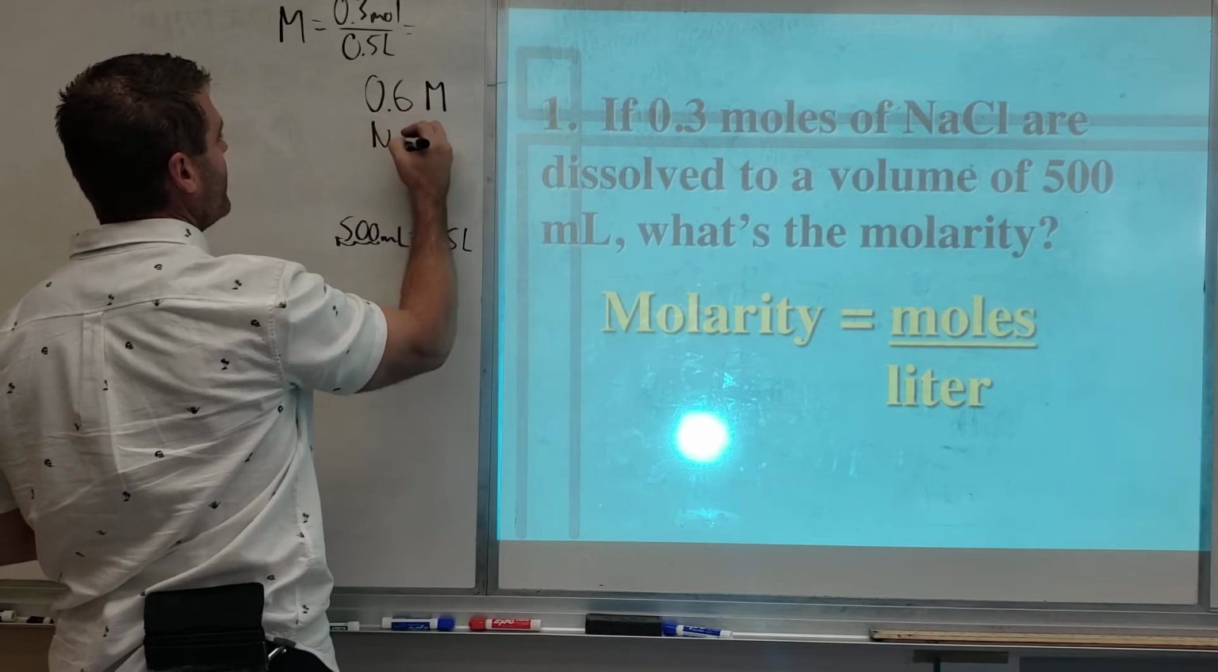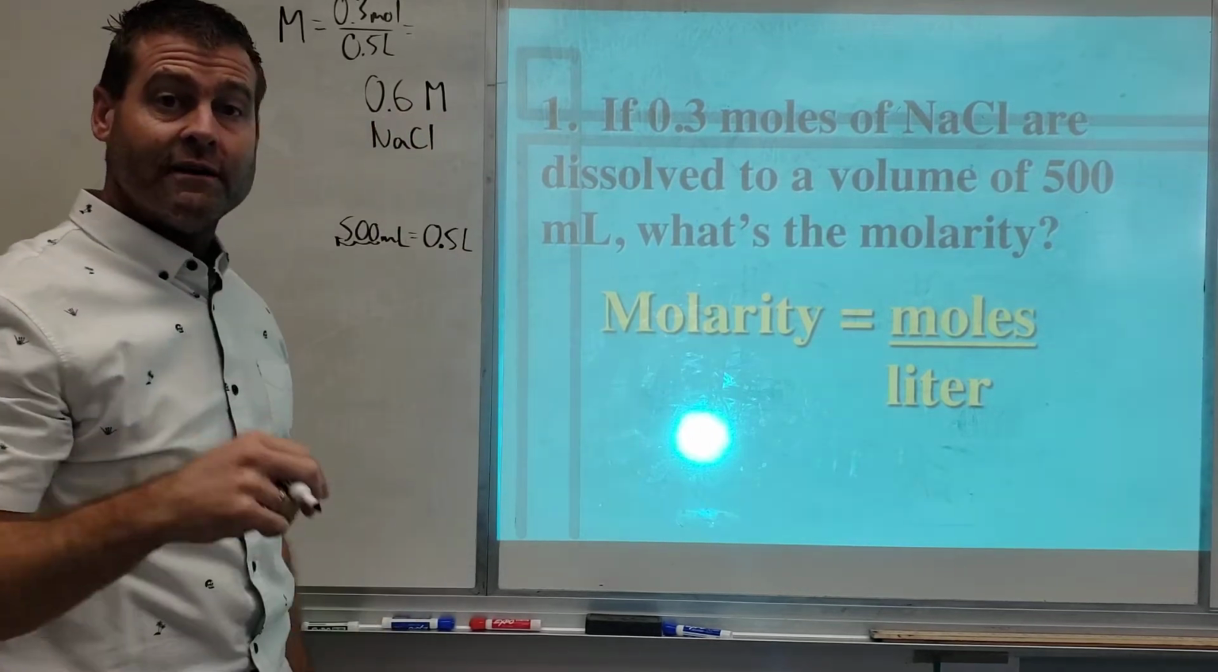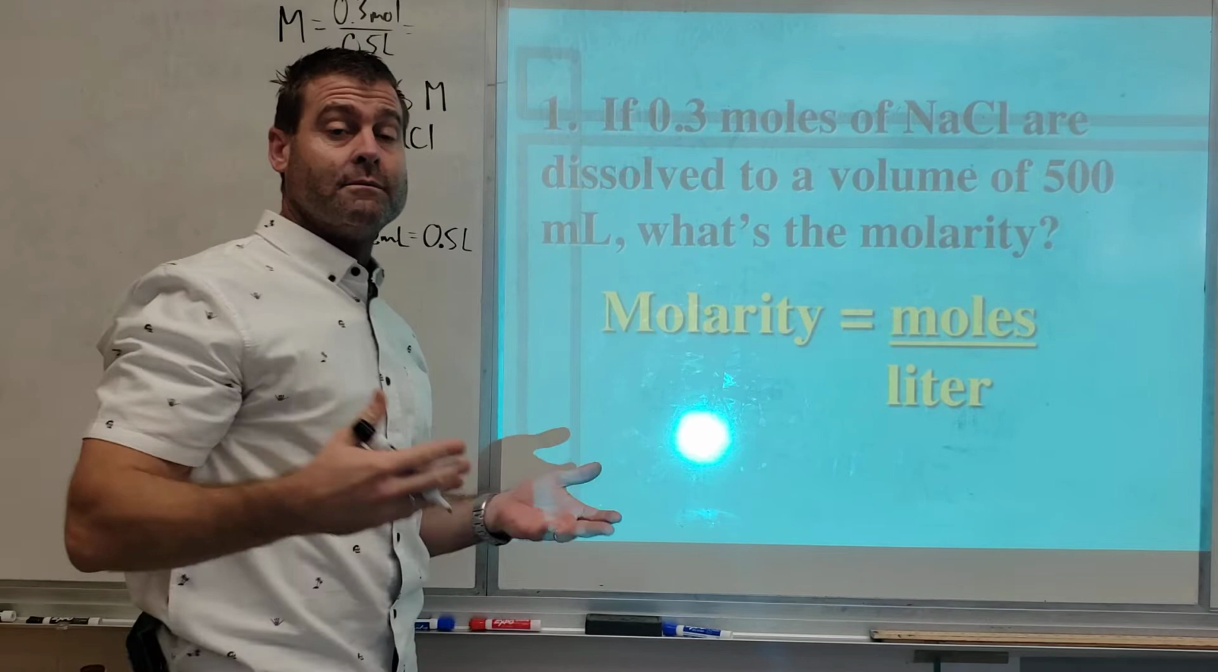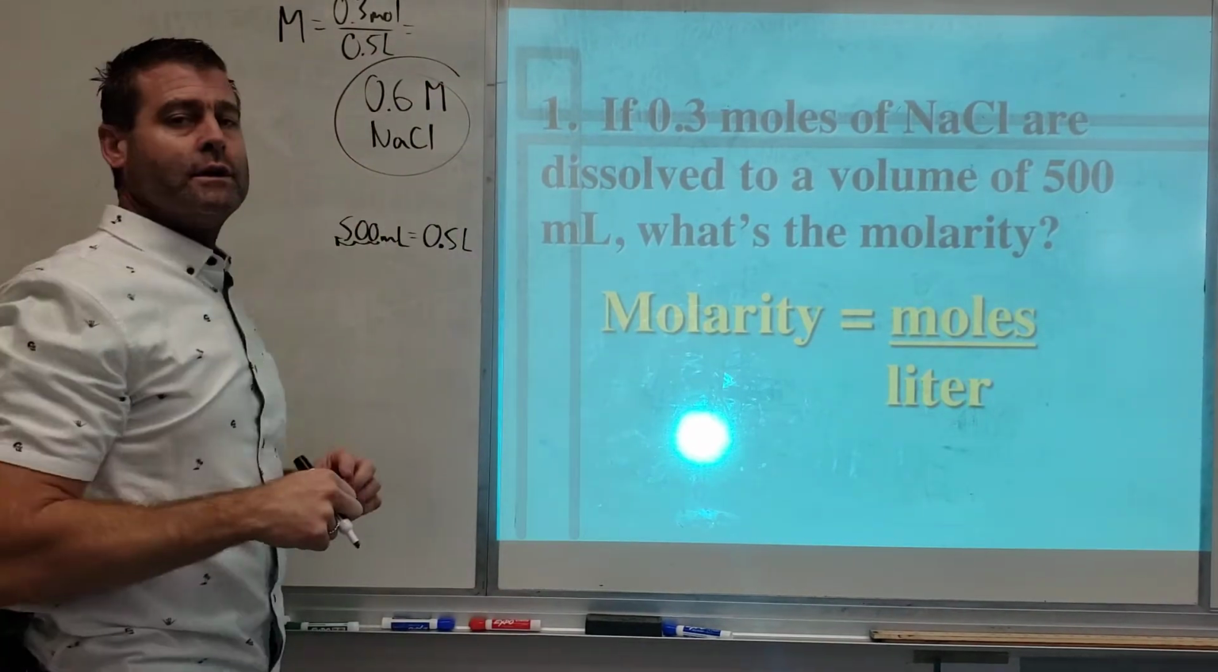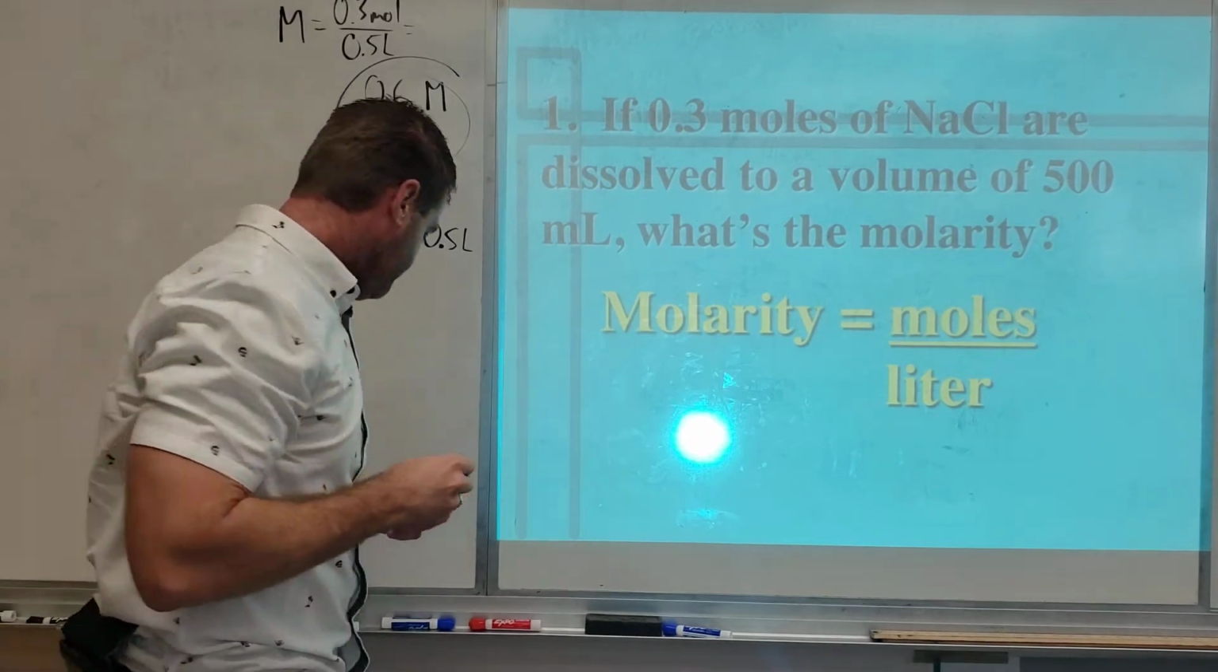So what would I write on this solution if I was making a solution to store it, where somebody else would come by and know not only what it is, but the concentration? I'd write 0.6 molar NaCl.